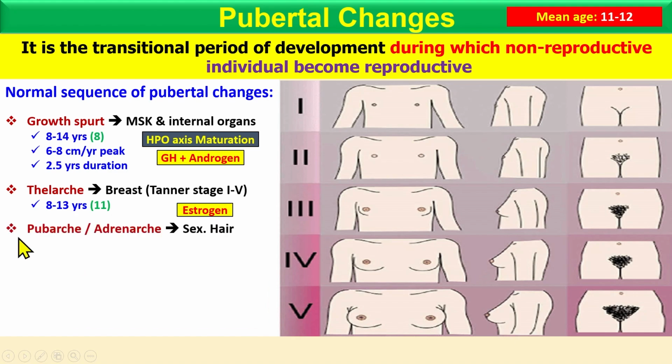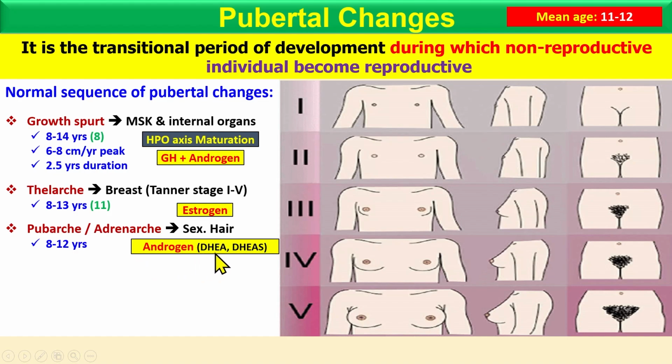Okay. The next event is pubarche or adrenarche, which means sexual hair growth of the pubis. Okay, so here you can see there is no hair growth, and here is the adult hair growth. So initially slight hair starts, which becomes darker, and there is curly hair, and these hairs spread toward the medial thigh. Okay, so these are the Tanner stages, and it usually occurs between 8 and 12 years, and is dependent upon the androgen.